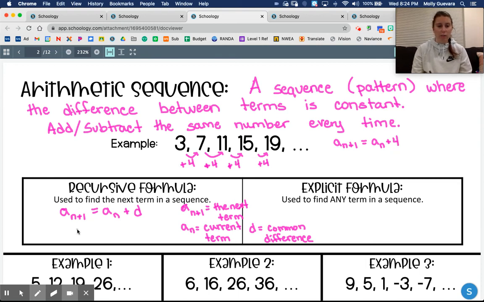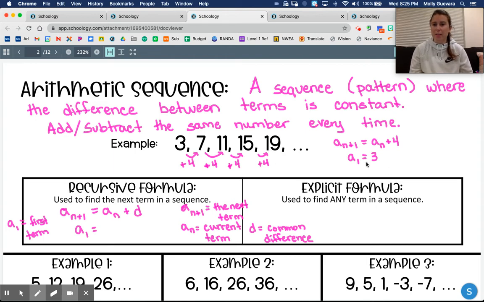So I also have to include a really crucial piece of information, which is, where am I starting? So a sub 1 here means the first term. Where am I starting at? Right? So I need to know a starting point, because if I start at 0 and add 4 every time, I get a different sequence than this. So in this case, the first term in my sequence is 3. So that is the recursive formula for this sequence.